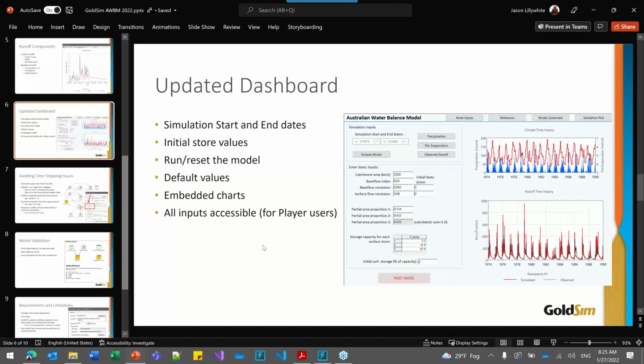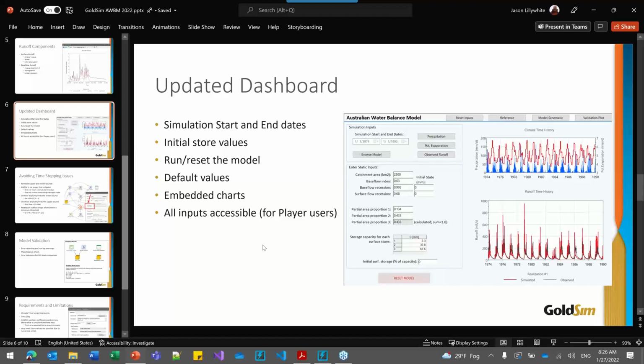The initial store value is just the value that the stores have at the beginning of the simulation. This is important if your model is of a system that starts with some antecedent moisture in the soil. So at the very beginning of the simulation, when it starts, is the soil dry, or is there still some leftover from a previous storm in the soil? And if there is, then you'll want to put those initial states there.